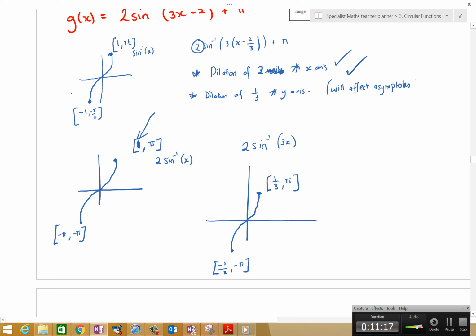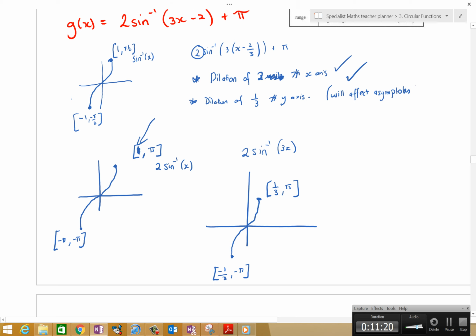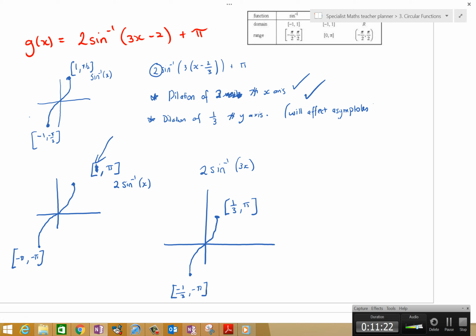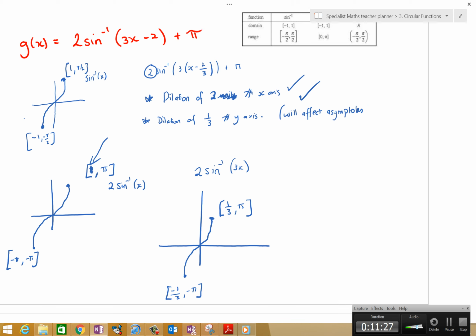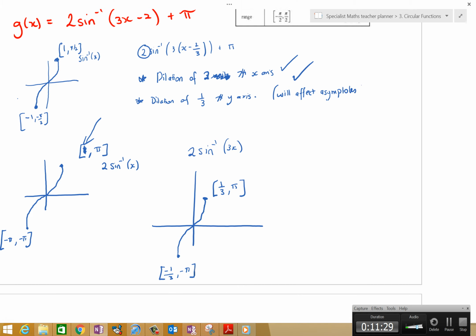Okay, I think we've now dealt with the worst of it. Because now what I want to do is translate 2/3 units to the right. So we've got our 2 translations and we're done. Translate 2/3 units right, and pi up. Let's pi up. Sounds like we could be a superhero. Let's pi up. All right.